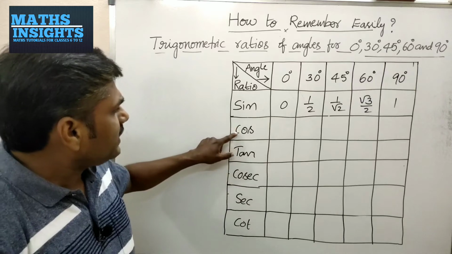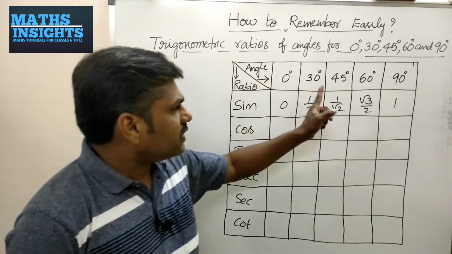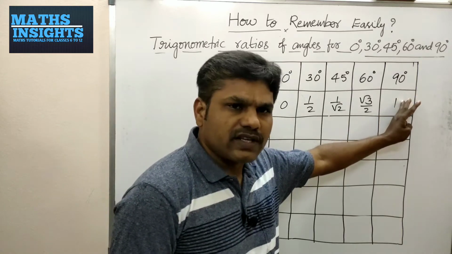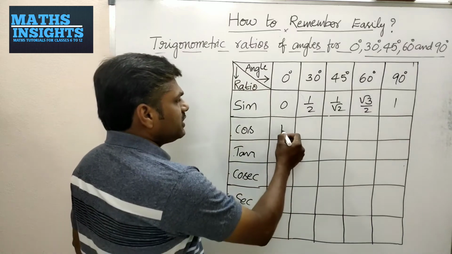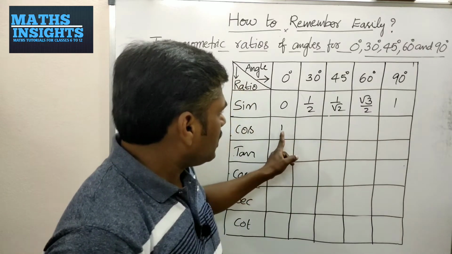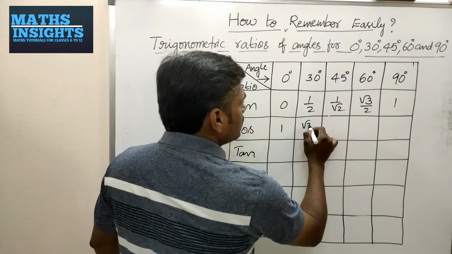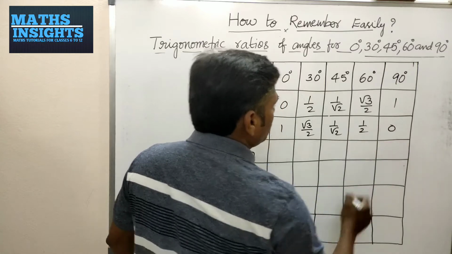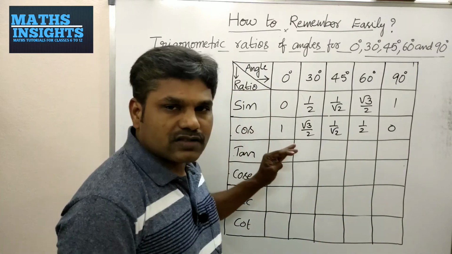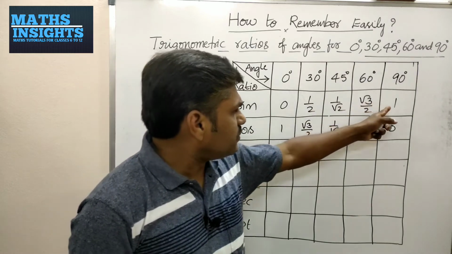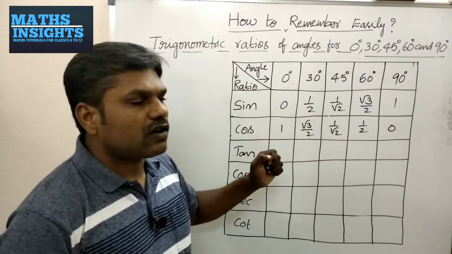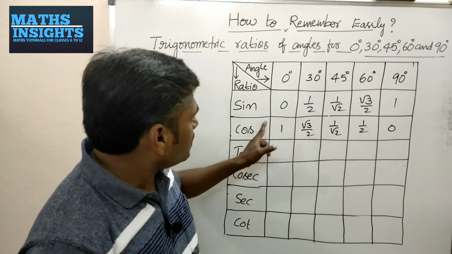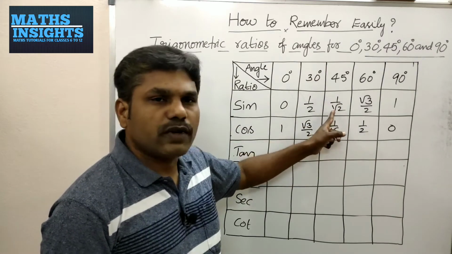For getting cos 0, 30, 45, 60 and 90, simply write the sine values in reverse order. So cos 0 will become 1, then root 3 by 2, then 1 by root 2, then 1 by 2, and 0. These are the values of cos for these angles. Also remember that sine 45 and cos 45 are both equal to 1 by root 2.